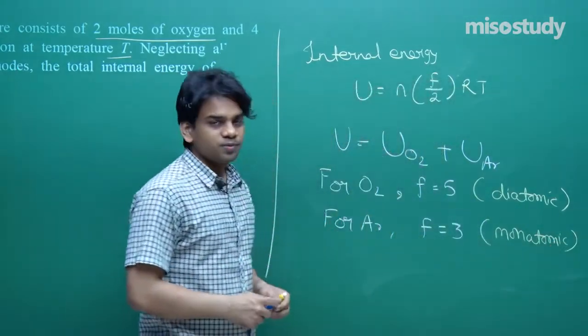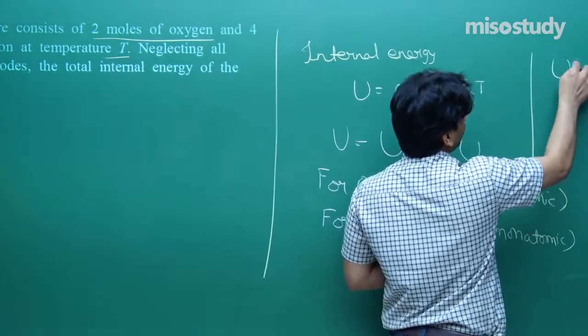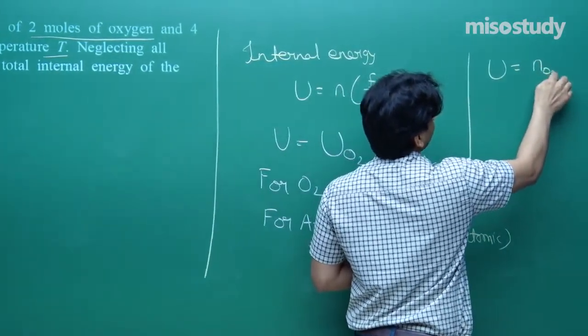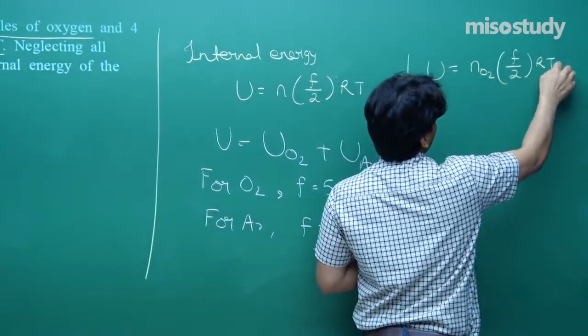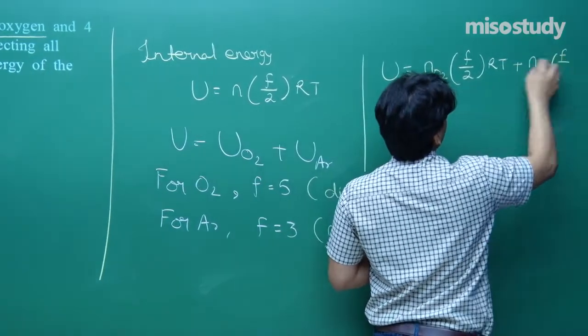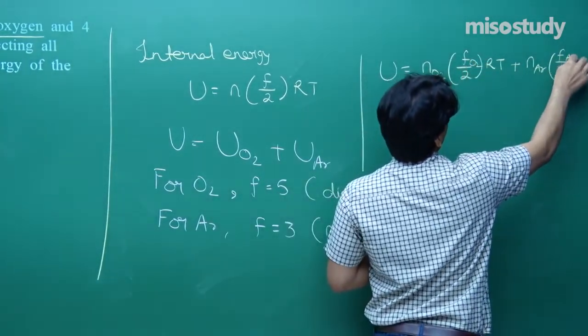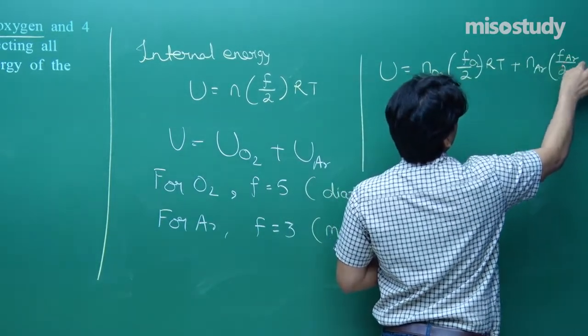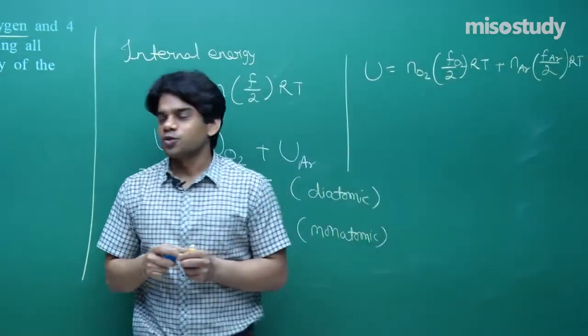Substitute all the values for N, F. Now, here you see U will be equal to N of oxygen into F by 2 RT plus N of argon F by 2, let me write here oxygen as O2 and F for argon as FAR, divided by 2 RT. Now, let us put up the values for the number of moles.